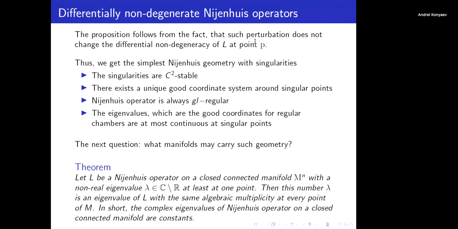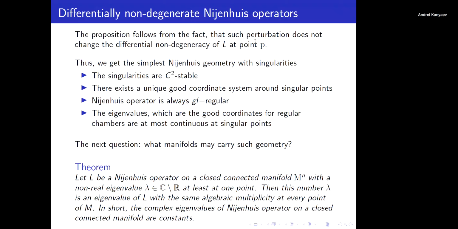What are those constraints? I hope while I was talking, you've read the statement of the theorem. I hope you're not only listening, but watching. So in short, this theorem states that complex eigenvalues on a closed connected manifold, closed meaning compact, right, without a boundary, like a torus or sphere, something like that, are constants. It's a really strong statement.